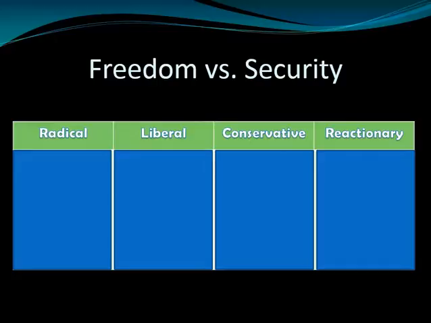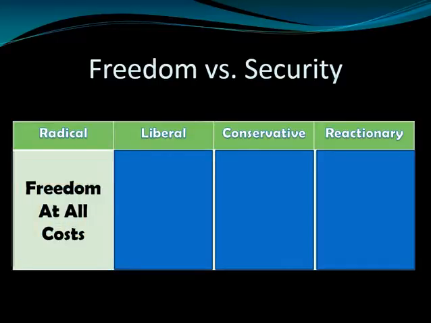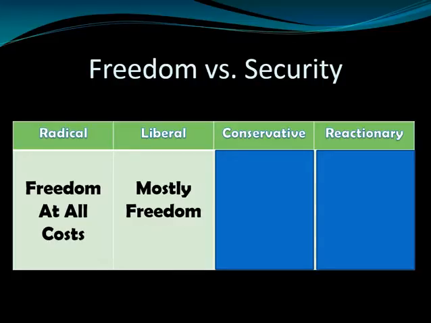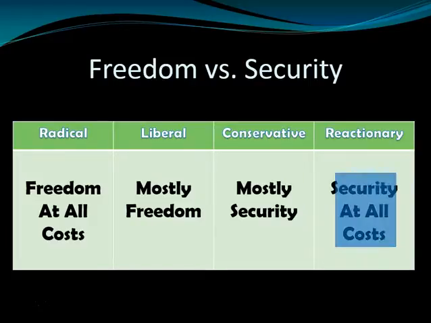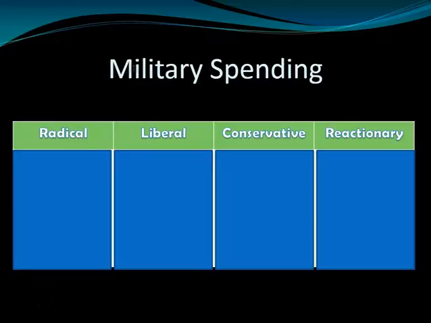When it comes to freedom versus security, a radical would believe that freedom is more important than security, and we need to have freedom at all costs, even if it means sacrificing some security. Liberals would believe in mostly freedom. Freedom is really important. We should move towards freedom, but they would understand that there are some things that need to be done in the name of security. Conservatives would believe just the opposite, that we should lean mostly towards security, but you should still have some freedoms. And a reactionary would say, whatever you've got to do to keep us safe, you need to do that.